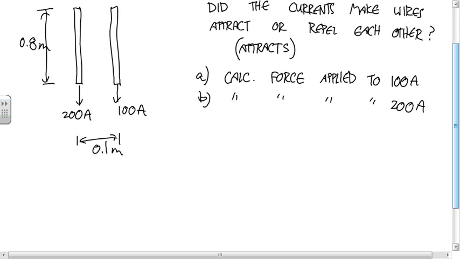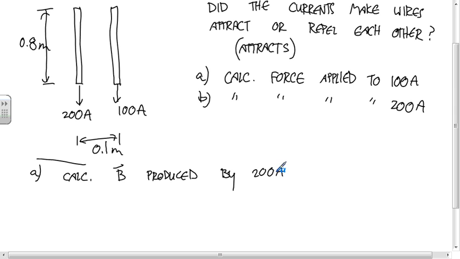So what direction are the field lines? So we're doing part A. The first step is to calculate the magnetic field vectors produced by the 200 amp current.